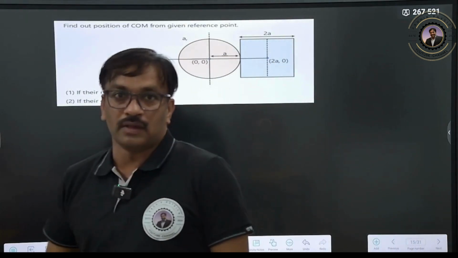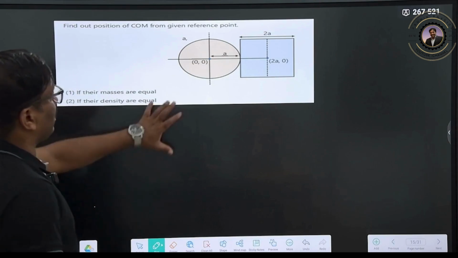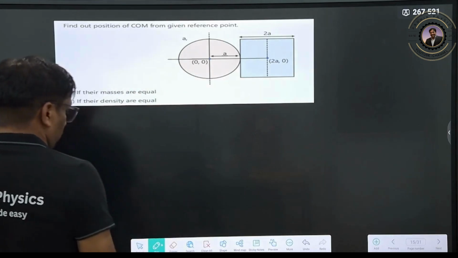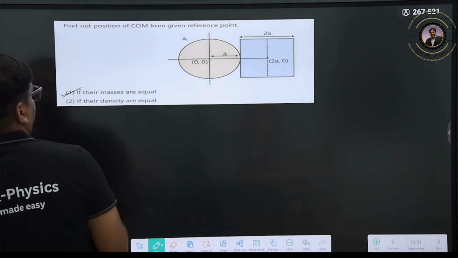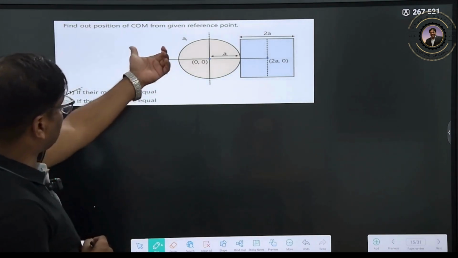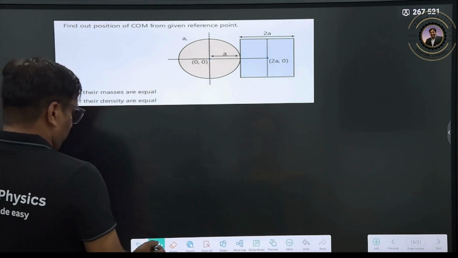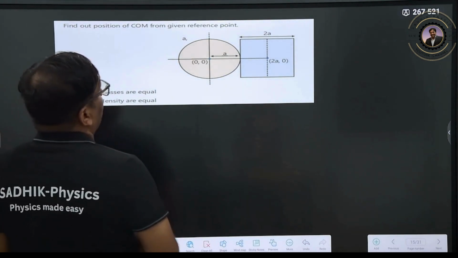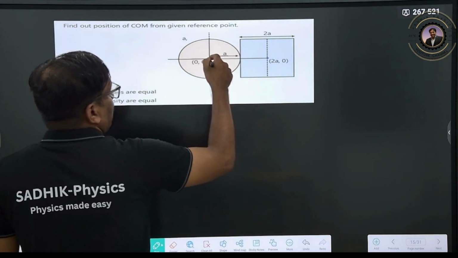Right, so here we'll see one more problem. Here there is a disk and a square plate. If their masses are equal and their densities are equal, they ask us to calculate the center of mass. How do we calculate the center of mass when the masses are equal? This is a disk, where the mass is located at this point.